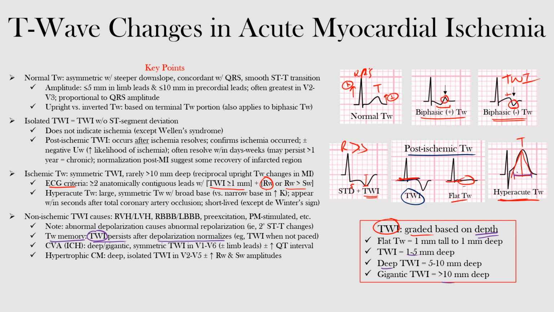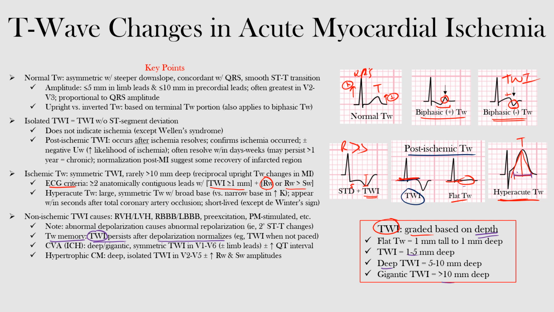Now, cerebrovascular accident, or CVAs, okay, such as with intracerebral hemorrhage, so bleeding within the brain, can produce a pattern that shows deep or gigantic symmetric T-wave inversions in the precordial leads, V1 through V6, and sometimes even in the limb leads. The QT interval may also be prolonged in such cases. And lastly, hypertrophic cardiomyopathy can produce deep isolated T-wave inversions in leads V2 through V5, which are typically accompanied by increased R and S wave amplitudes.